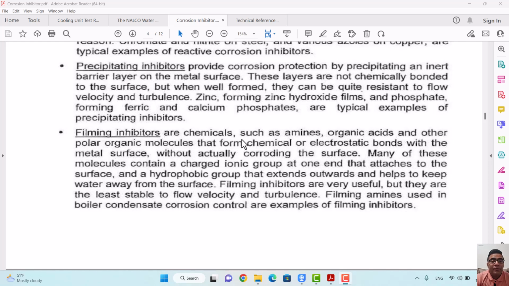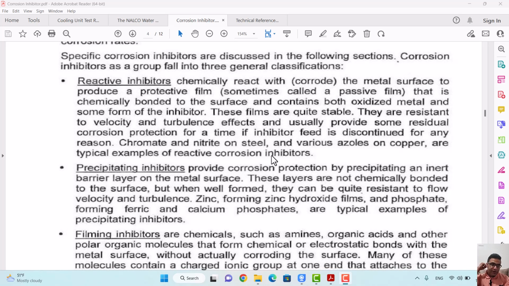Filming inhibitors are chemicals such as amines, organic acids, and other polar organic molecules that form chemical or electrostatic bonds with the metal surface without actually corroding the surface. Many of these molecules contain a charged ionic group at one end that attaches to the surface and a hydrophobic group that extends outwards and helps to keep water away from the surface. Filming inhibitors are very useful, but they are the least stable to flow velocity and turbulence. Filming amines used in boiler condensate corrosion control are examples of filming inhibitors.